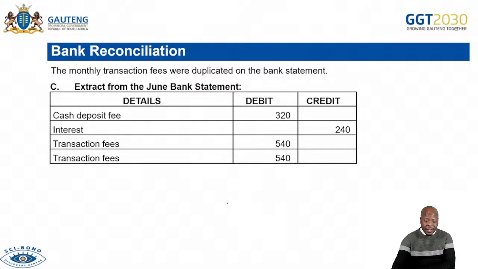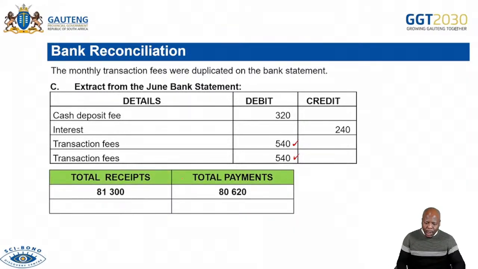Here we are. It reads, the monthly transaction fees were duplicated on the bank statement. So the bank debited us twice. You can see this one here. Let's see what we can do about that one. When we come here, we know that we have bank charges that we must record. The first one is cash deposit fees and transaction fees. Those are bank charges. So I'm going to take these two. Those are my bank charges.